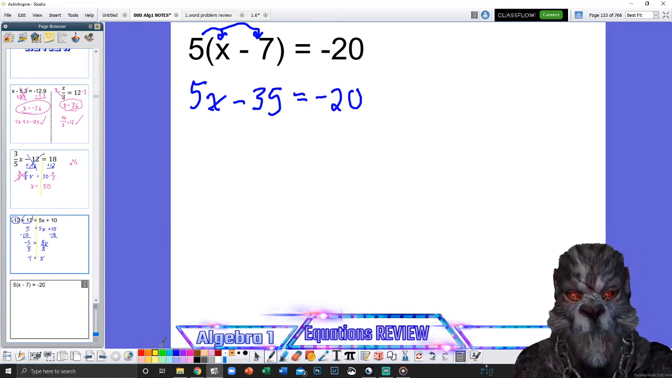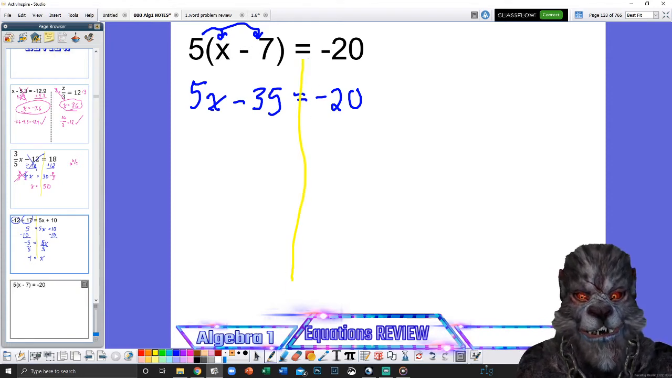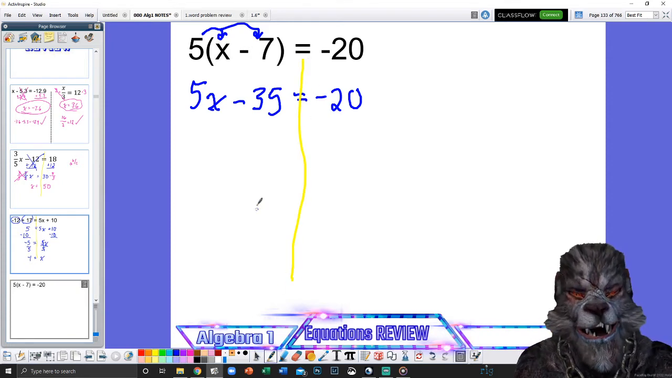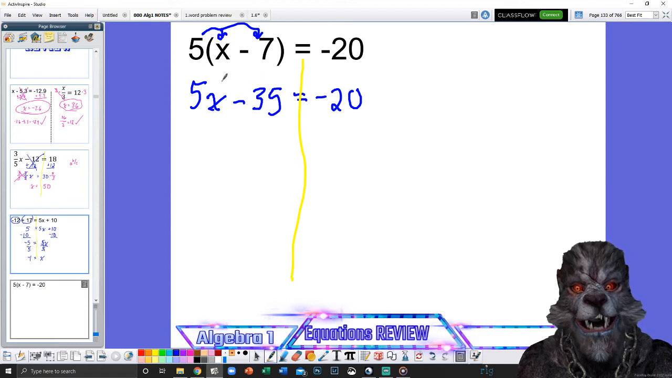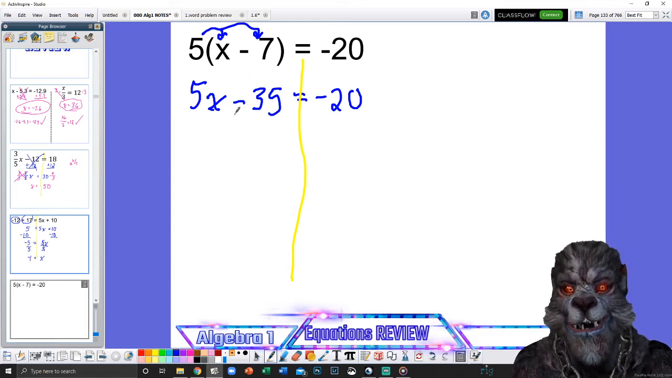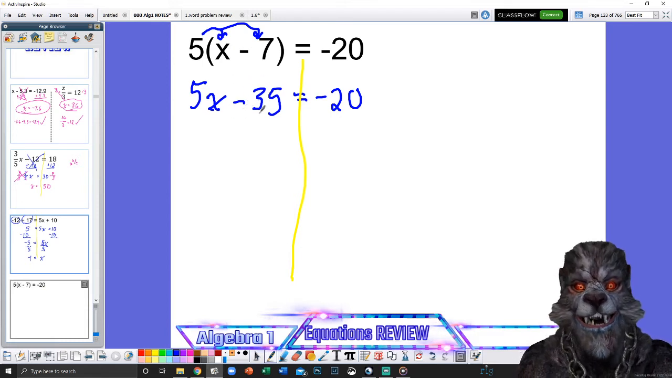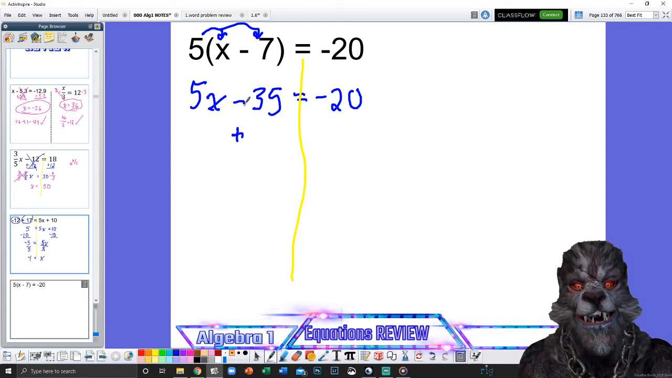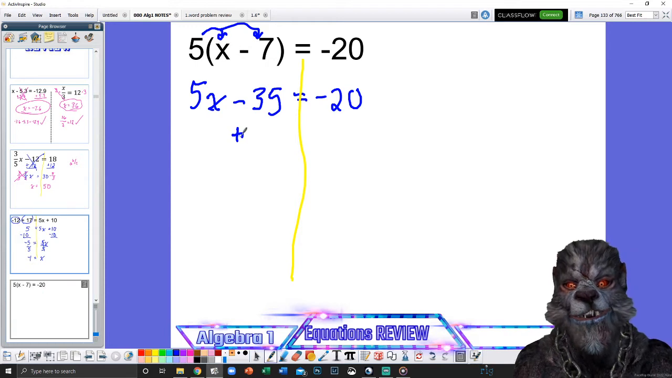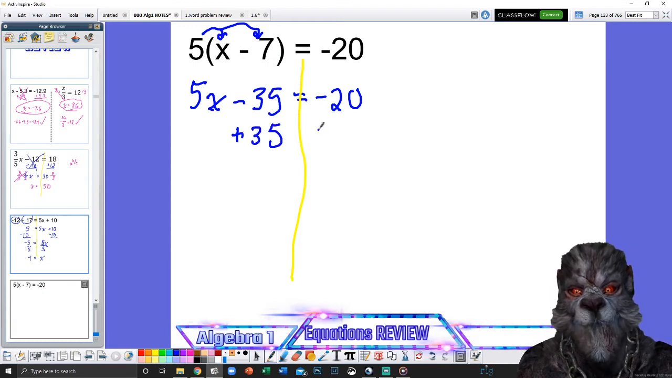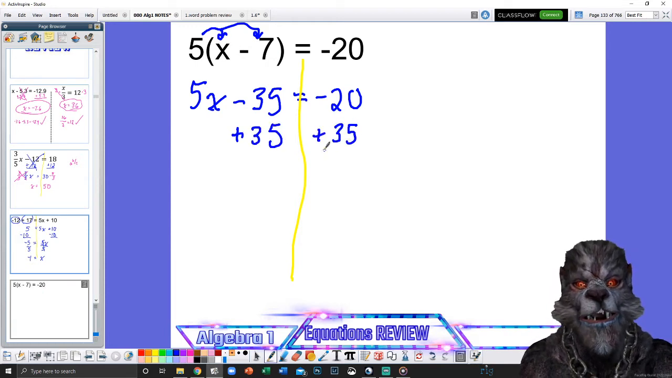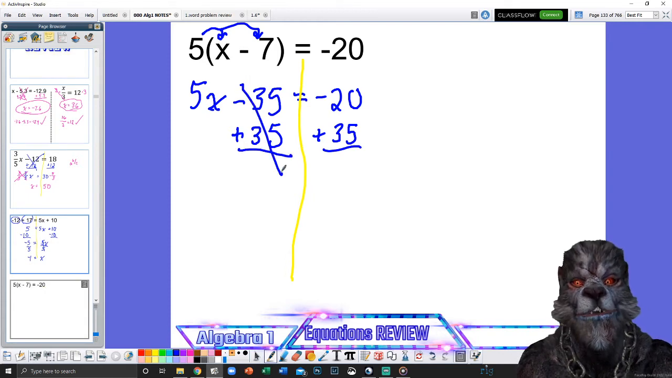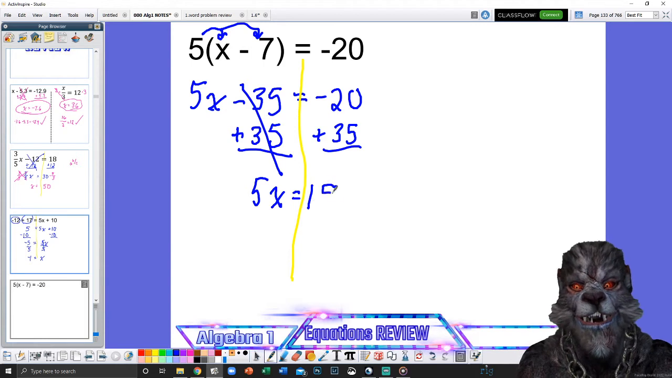Alright, I probably should have drawn my little line here. There we go. So x is on the left side, so I want to cancel this thing. I want to move the 35 to the other side. That was minus 35, so now I do plus 35. Those cancel, and then I copy 5x equals 15.